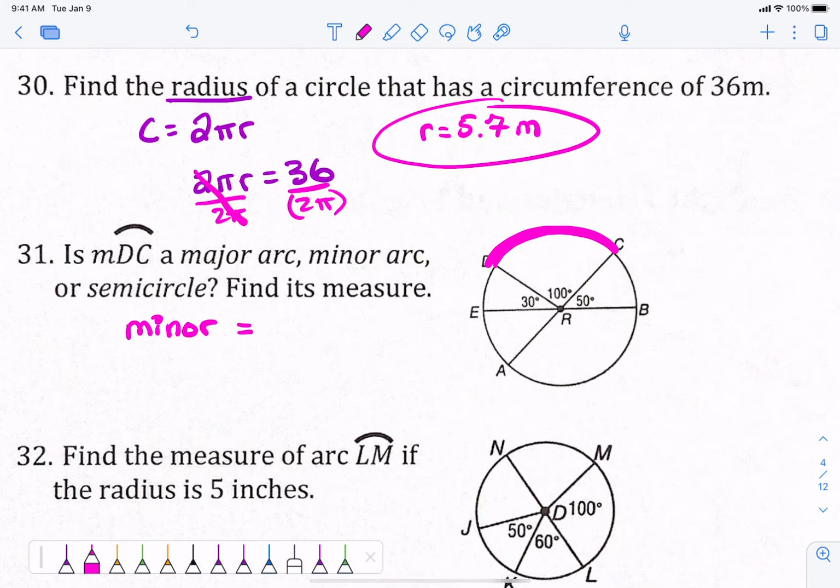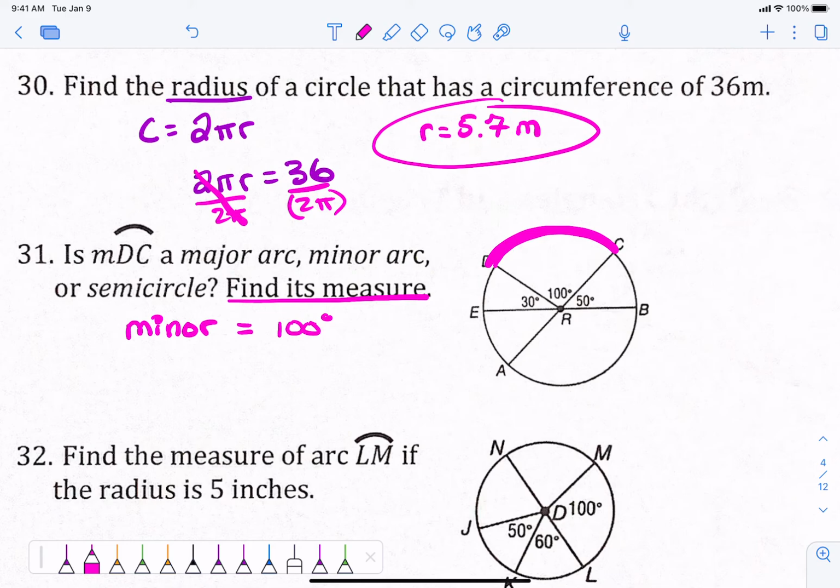And it's equal to how many degrees? It's not 180, it's not a semicircle. How many degrees is it? Find its measure. 100 degrees. All right, it is minor and it's 100 degrees.